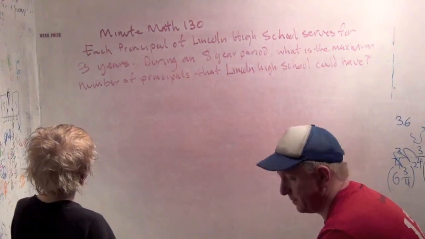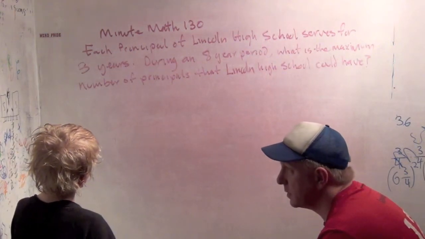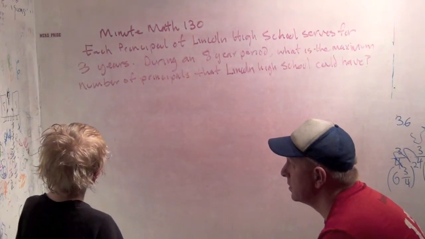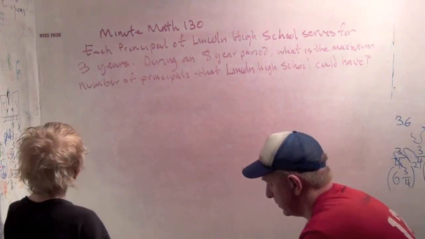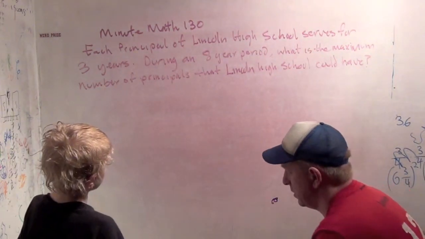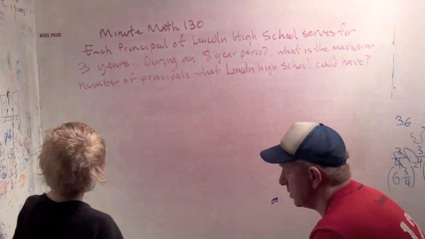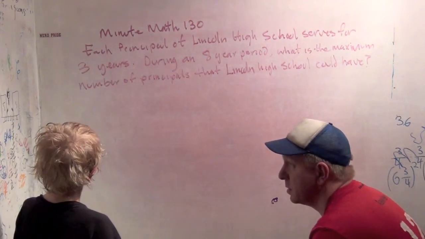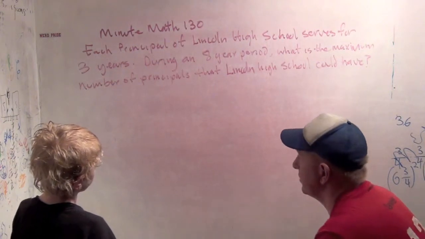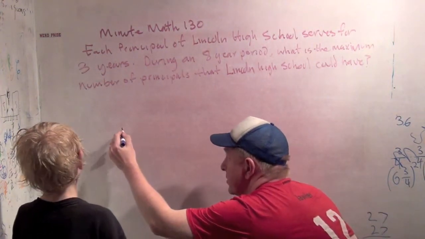Well, we could try to take the number of years each principal would go. So, one principal could just be finishing a session, and then two other... Wait, what do you mean? What do you want to take a look at? You want to mark off 8 years, maybe?